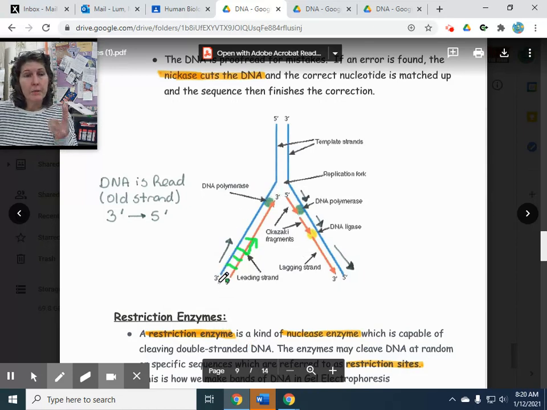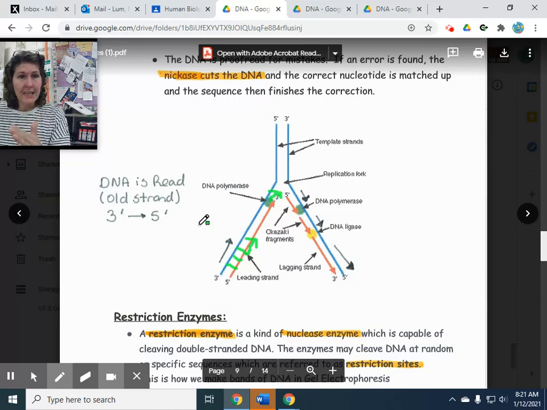My new strand, because remember those strands are anti-parallel, and had I given you the chemical makeup down here of my sugar, my 5th carbon would be facing down. It gets made 5' to 3'. So notice my polymerase is working up towards the replication fork.